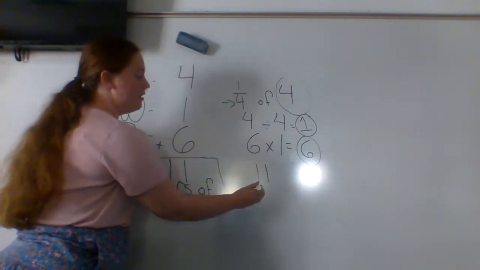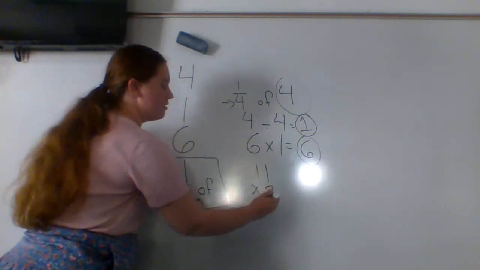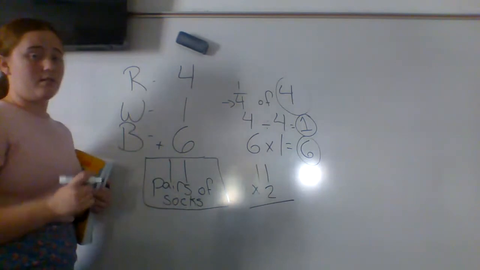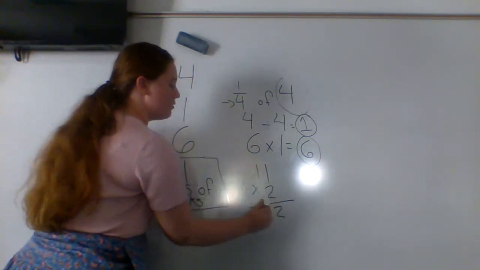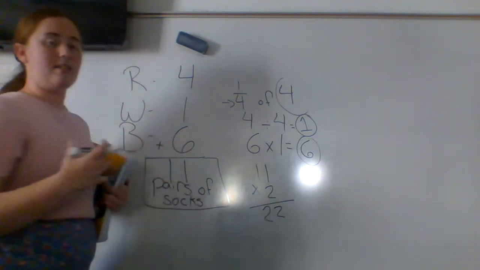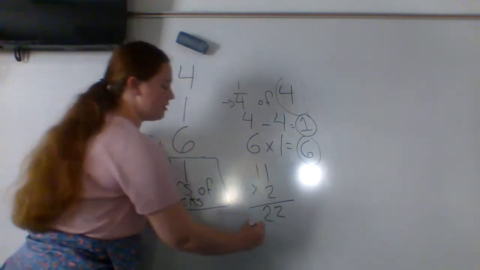So 11 times 2. And of course 11 times 2, 1 times 2 is 2. And then 1 times 2 is 2, so she has 22 socks.